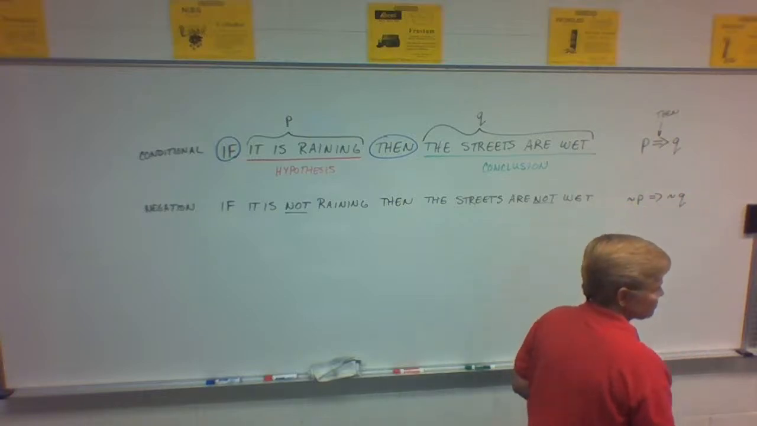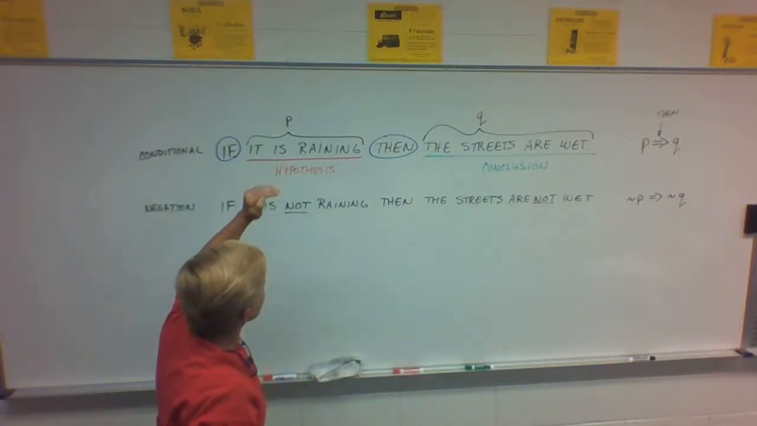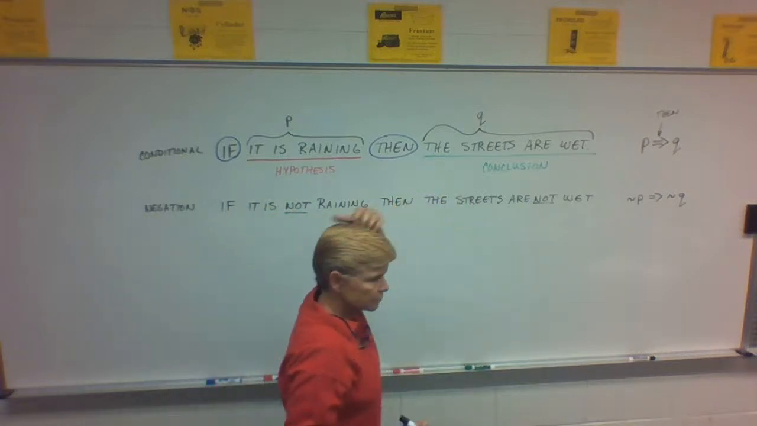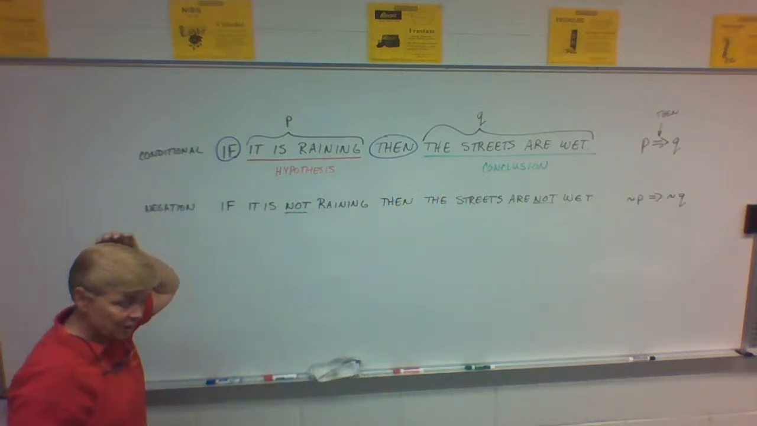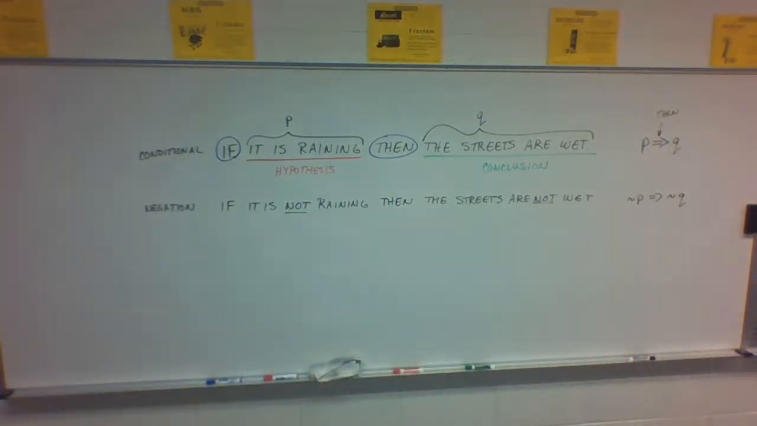Those are the negations. And the way you write it in words is you make that statement say what it didn't say before. It was raining, now it's not. Streets were wet, now they're not. That's a negation. It's a negated statement. And whether it's true or not is not the issue. And that's going to bother some of you, but I just want you to be able to understand the words and how to negate them, and they may or may not be true, and we're not studying that yet.